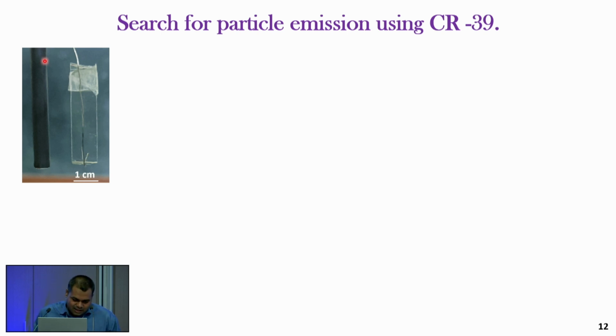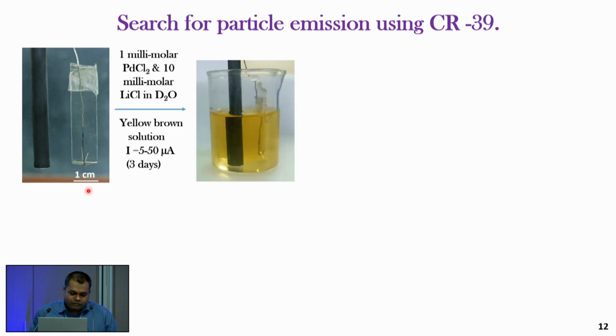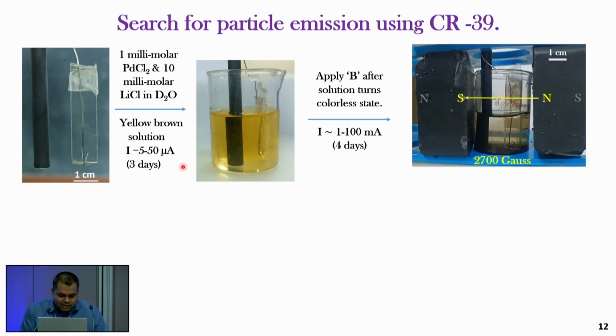So what we see here is a carbon anode and a cathode, which is wound over CR39. You can see the typical dimension is mentioned here. What we do is we put this setup inside a D2O solution containing 1 millimolar of palladium chloride and 10 millimolar of lithium chloride. The solution color is brown. We run the setup for like 3 days with 5 to 50 microampere current range. And after 3 days, what we find is that the color fades.